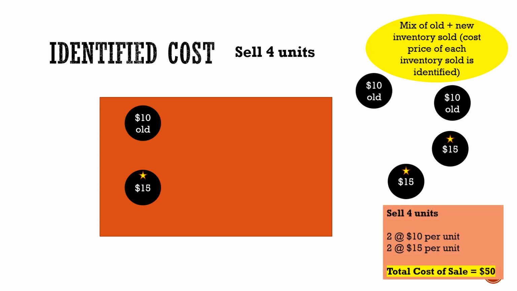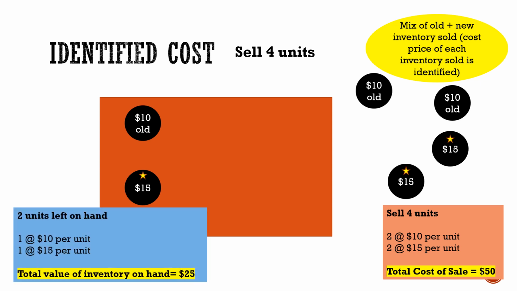Now we're going to calculate the total cost of sales. 2 units sold had a cost price of $10 per unit, and 2 units sold had a cost price of $15 per unit. Therefore, the total cost of sales is $50. There are 2 units left on hand. One unit has a cost price of $10, and the other unit has a cost price of $15. Therefore, the total value of inventory on hand is $25.